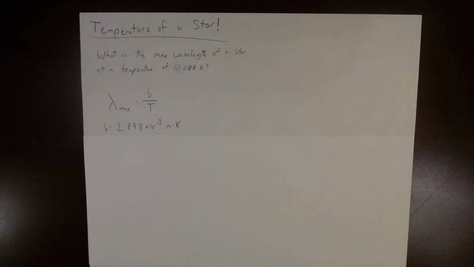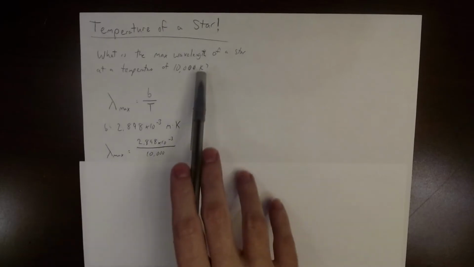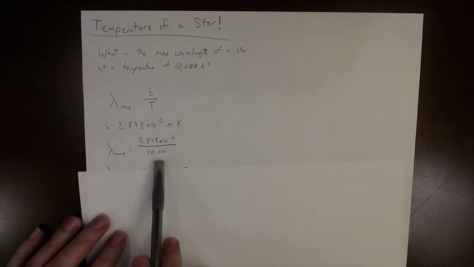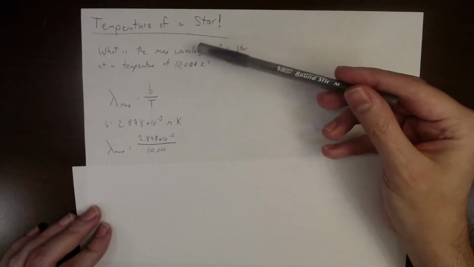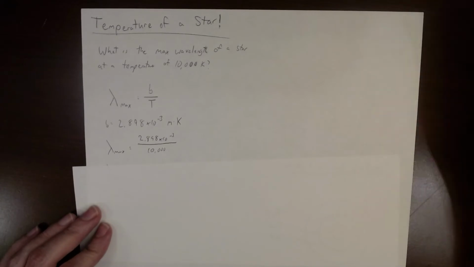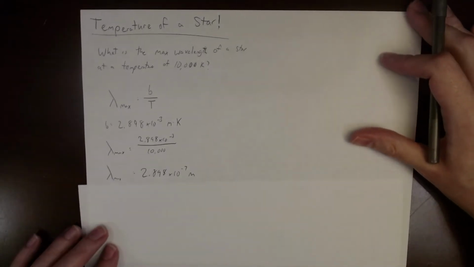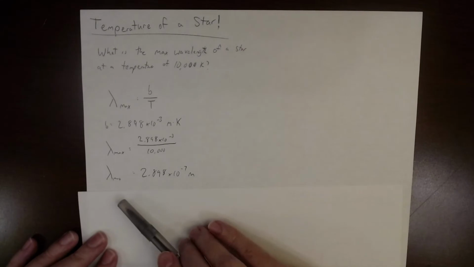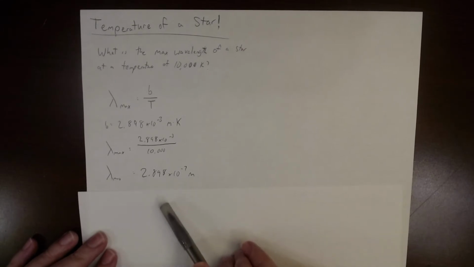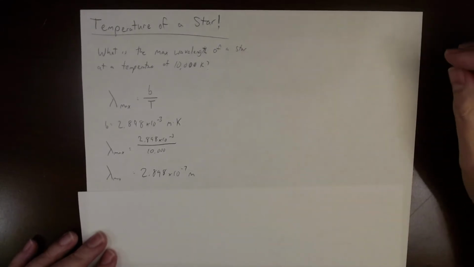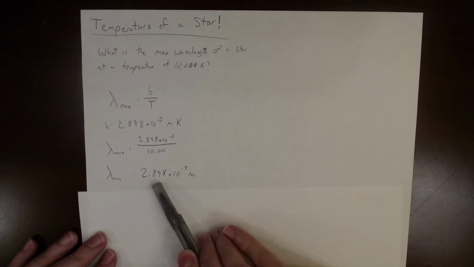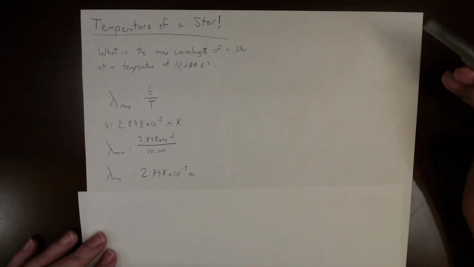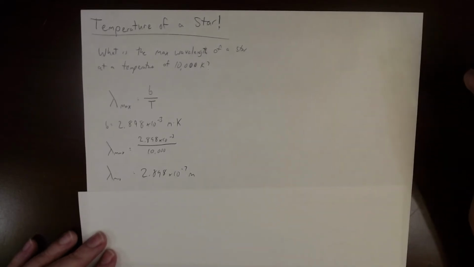All right, well, that actually simplifies things greatly because we can just plug in B and we can plug in T right there. B is 2.898 times 10 to the minus 3. T is 10,000 Kelvin. And we just plug that into our calculator. That's an easy one. And we find that the maximum wavelength is 2.898 times 10 to the minus 7 meters. That's also the equivalent of 289.8 nanometers. So this puts it in the near ultraviolet.